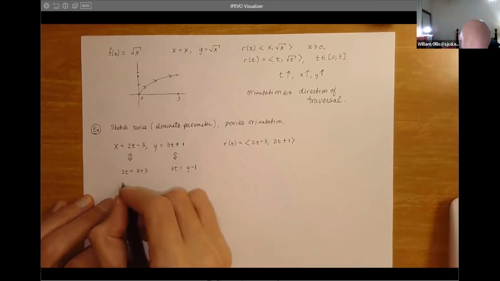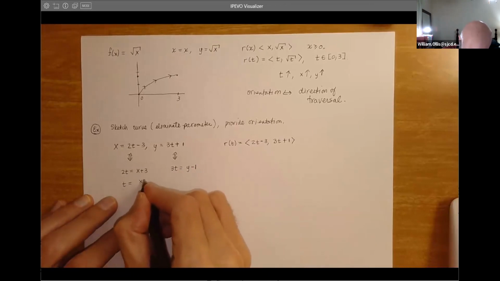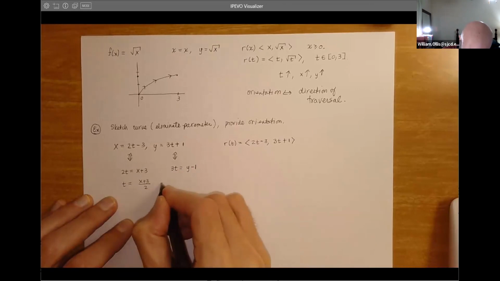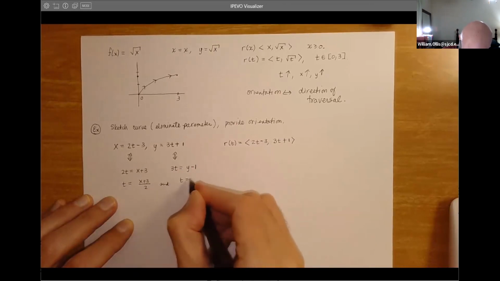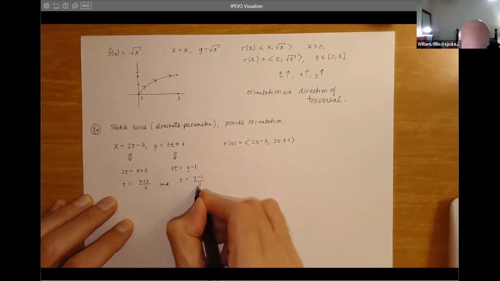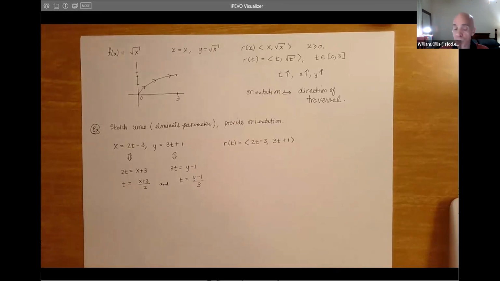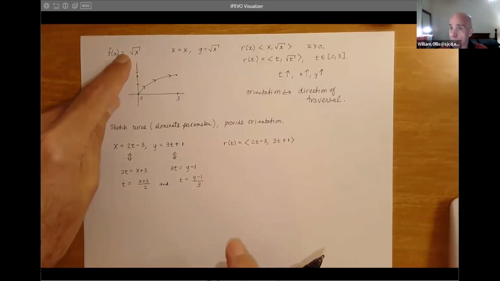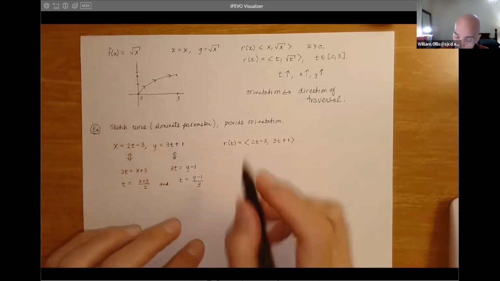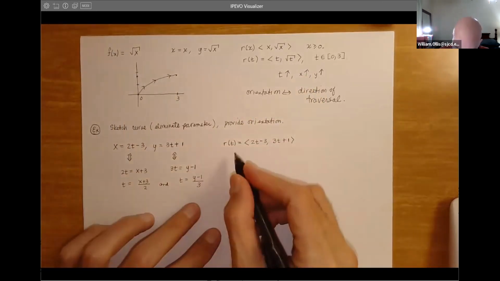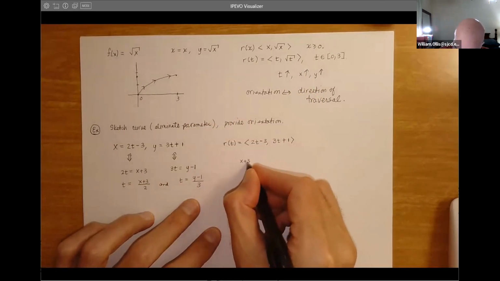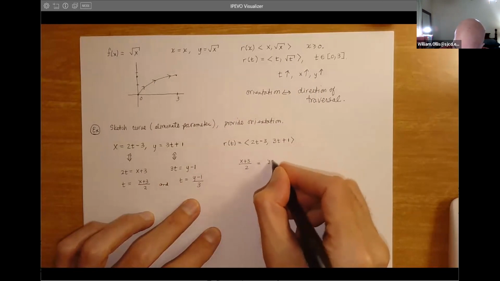Okay, so just basic general math, right? Algebra 1. And then, of course, t is x plus 3 over 2, and we have t equals y minus 1 over 3. So when you look at this, you have two equations that are equivalent to the parameter. Just like in algebra, we can set them equal and we'll have an equation in x and y, which is the Cartesian, y equals f of x. Cartesian, parametric, Cartesian, okay? So now x plus 3 over 2 equals y minus 1 over 3.